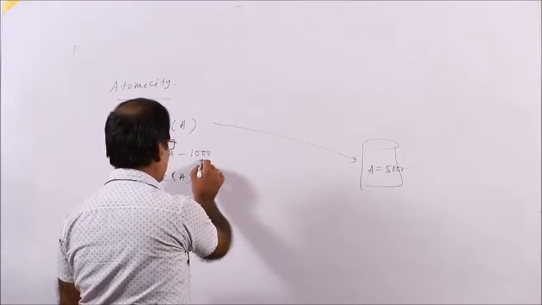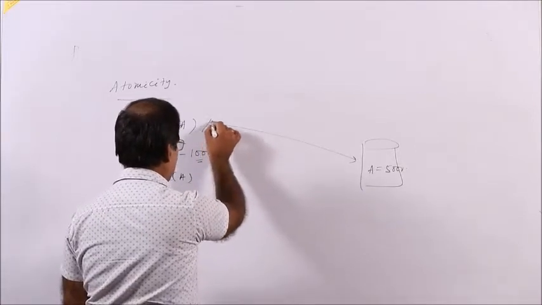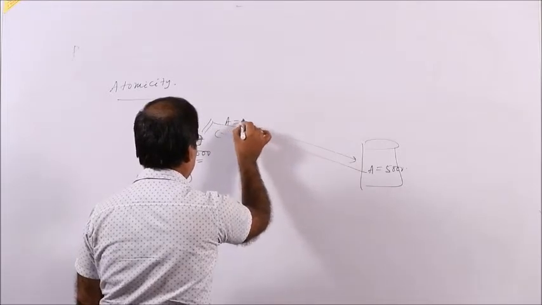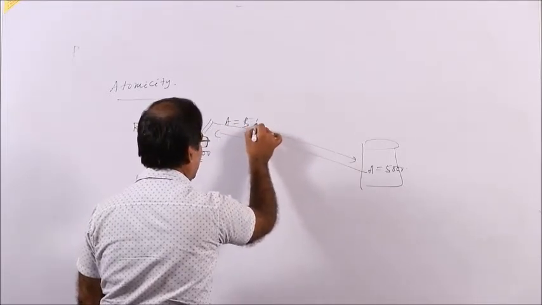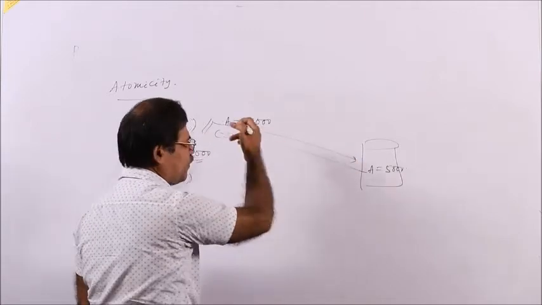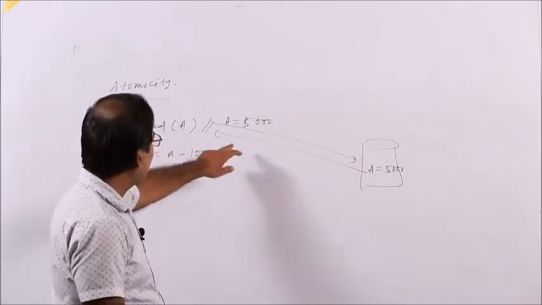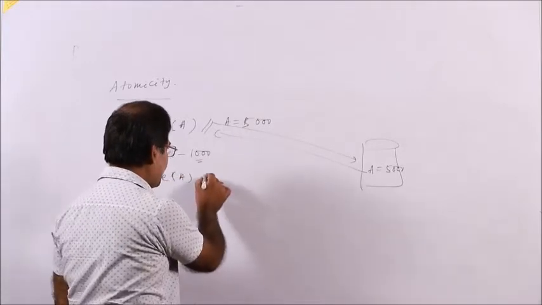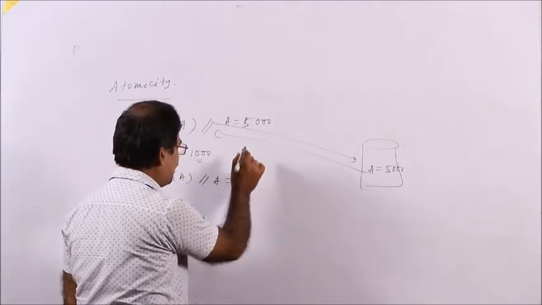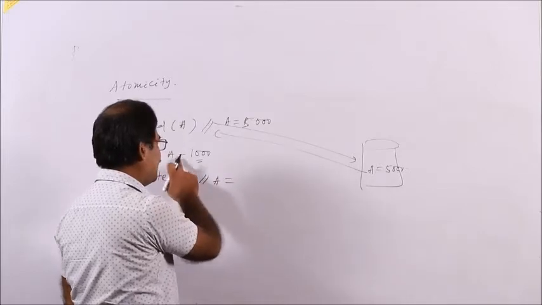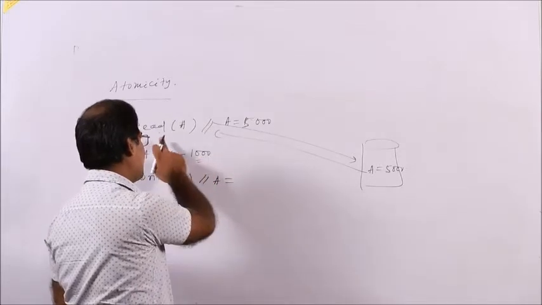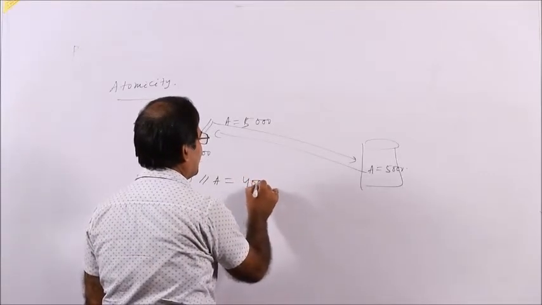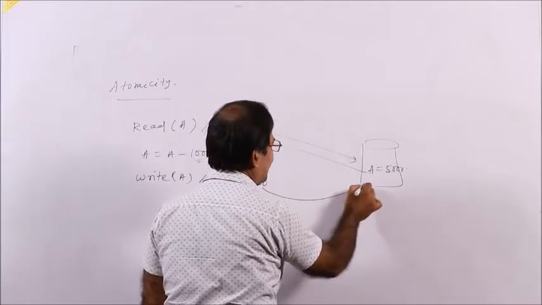Then you withdraw 1,000 rupees. So A will be read. What is the value of A? 5,000 rupees. That will be fetched from the server. Your account has 5,000 rupees. Then you withdraw 1,000 rupees. Then what is your updated value? The updated value will be 5,000 minus 1,000, so 4,000 is written on A. So now the A value will be 4,000. So this 4,000 is written on this account.